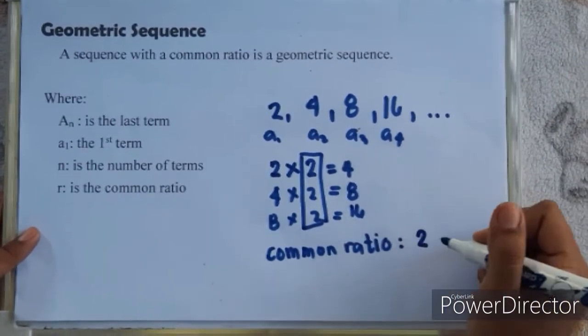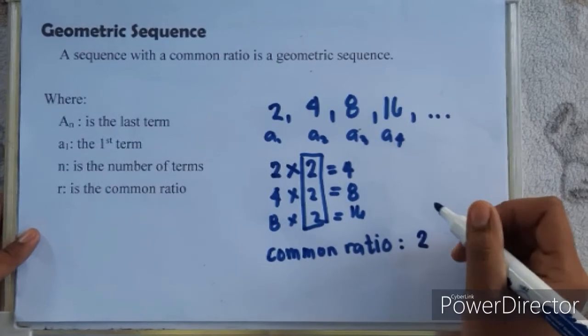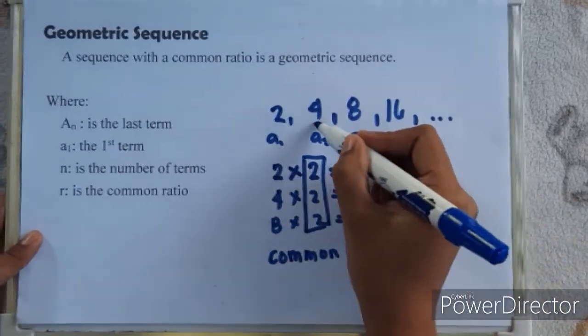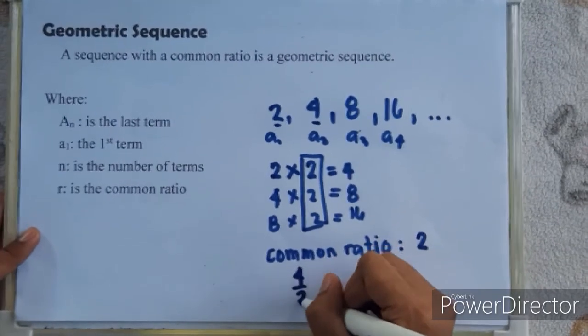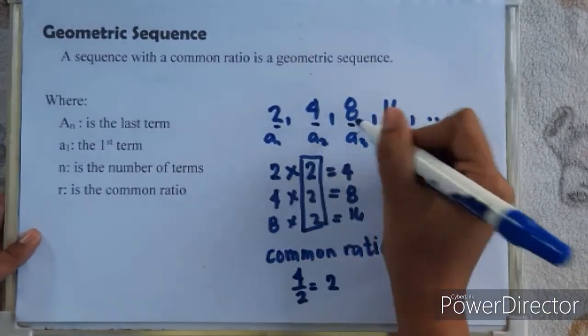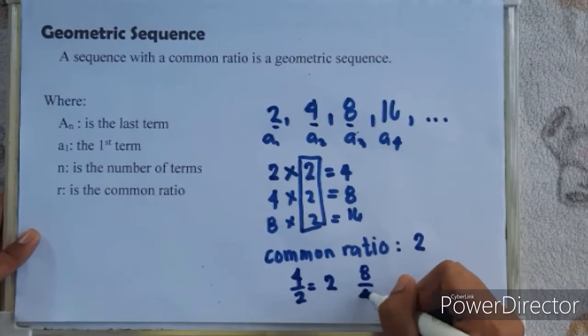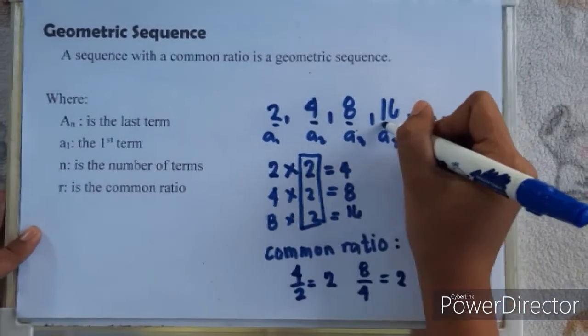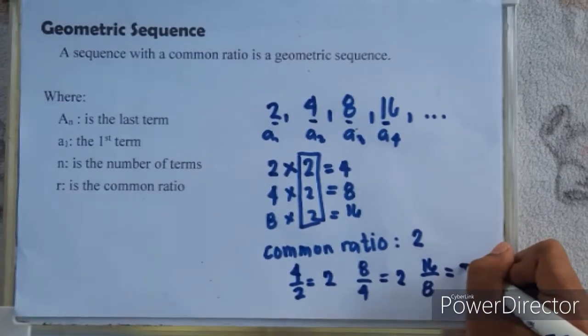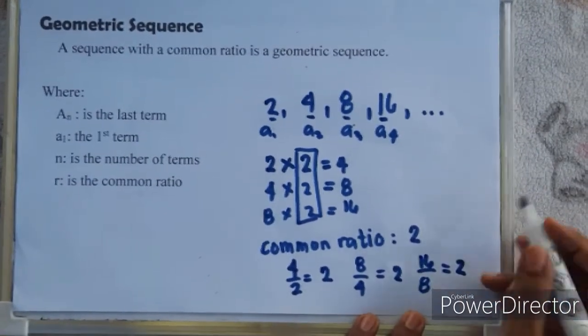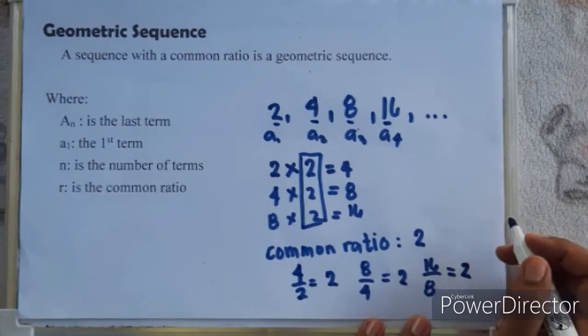To get the common ratio, simply divide the second term by the first term. So, we have 4 divided by 2 is equal to 2. 8 divided by 4 is equal to 2. And 16 divided by 8 is equal to 2. So the common ratio of 2, 4, 8, and 16 is 2.